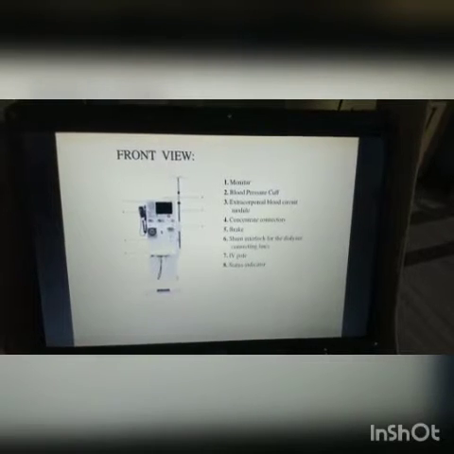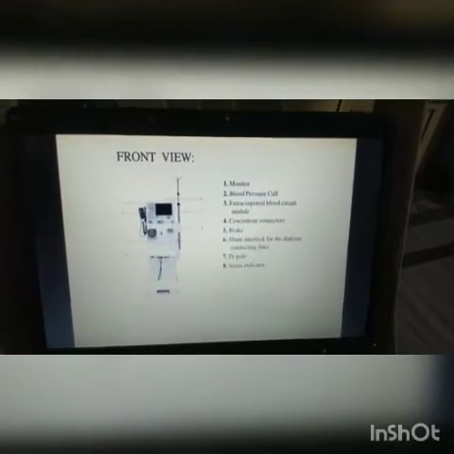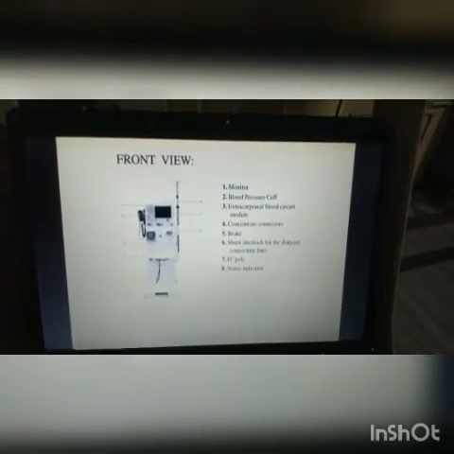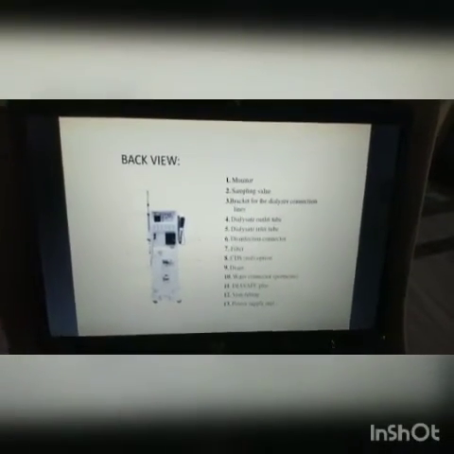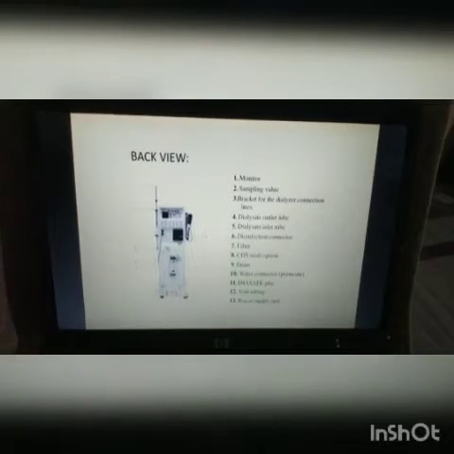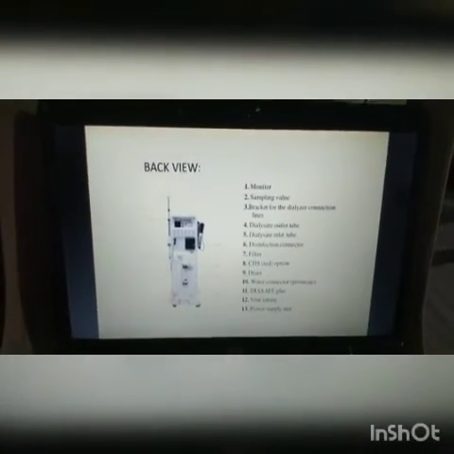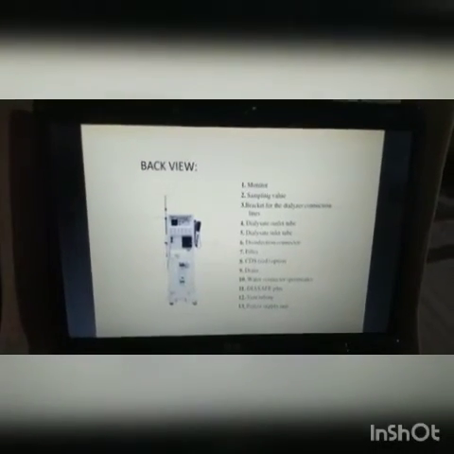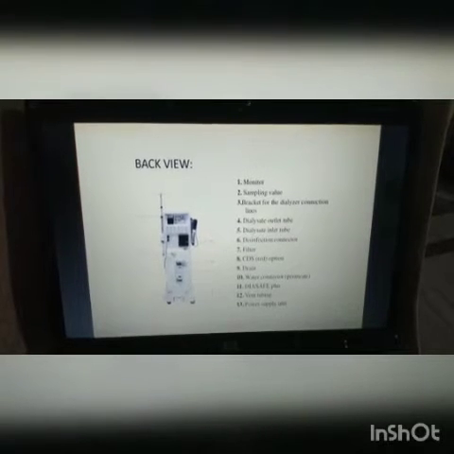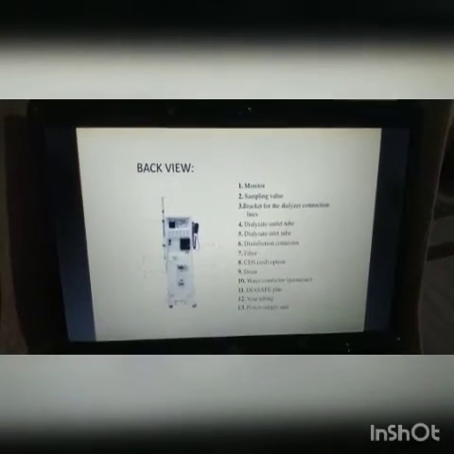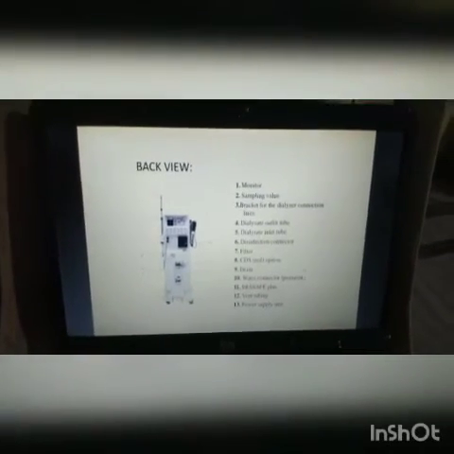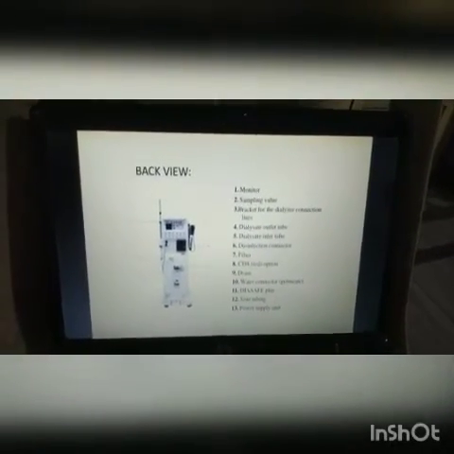Next, these are the front view parts of the Fresenius dialysis machine. It's a back view of that machine. First, the monitor, sample values, bracket for the dialysis connecting lines, etc., filters, ADS train. These are all the back view parts of the dialysis machine.